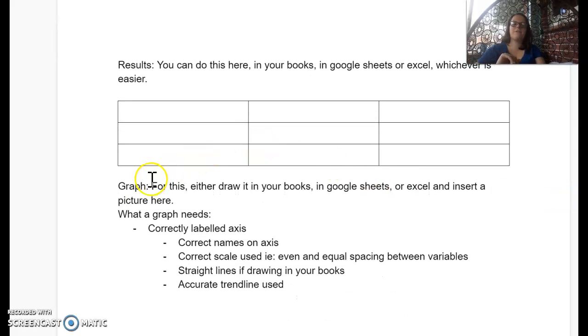And next, graph. For this, either draw it in your books, in Google Sheets or Excel, and insert a picture here. So what the graph needs is a correctly labeled axis, correct names on the axes, correct scale used, i.e. even and equal spacing between variables. This is more important if you're drawing it in your books. And straight lines if drawing it in your books. And an accurate trend line used. So for a trend line, I will do another little document to just tell you about what a trend line is, just in case you don't know. But if you do know, you can avoid that document.